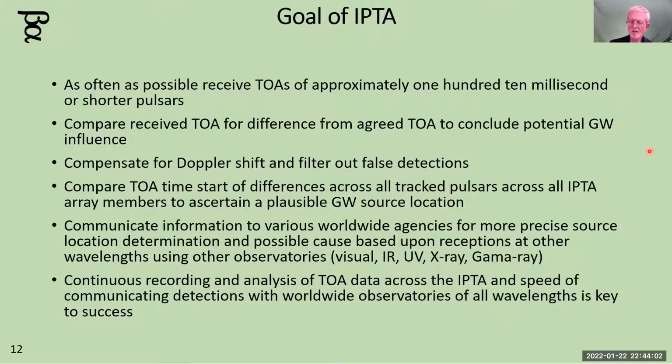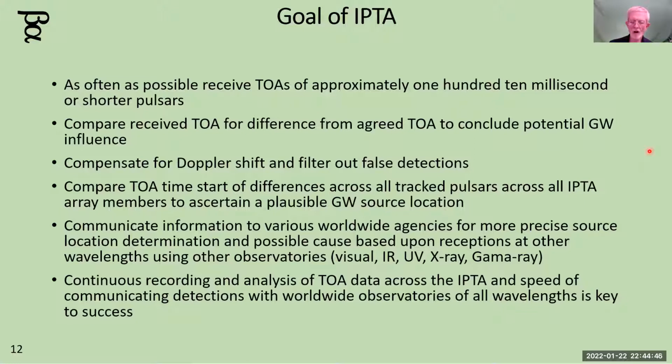So the goal of the International Pulsar Timing Array is, as often as possible, to receive the time of arrival of around 100 10-millisecond or shorter pulsars. Compare their time of arrival, conclude whether or not you have gravitational wave influence, compensate for Doppler shift and filter out any other false detections. Compare them across the startup differences to all tracked pulsars in the array to ascertain a plausible gravitational wave source location. Communicate with all the other members to get a more precise source location.